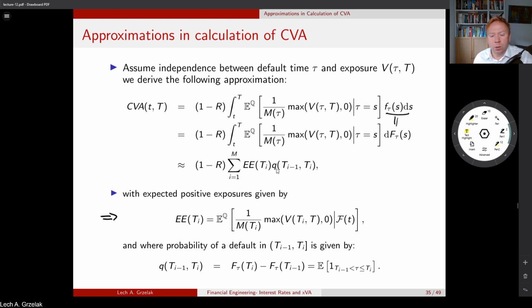We have to multiply with Q(Ti-1, Ti), which is defined here. It's the difference between CDFs of the random variable tau: CDF of tau at Ti minus CDF of tau at Ti-1, and this represents the default probability in this particular interval. So we calculate exposures in one interval and multiply with the probability of default in that interval. That is of course equivalent to the indicator function that default will happen between these two time points.